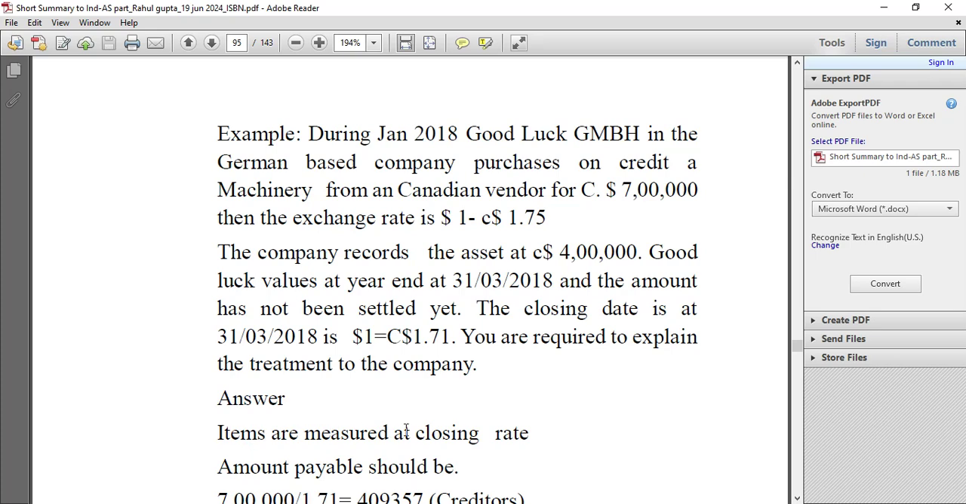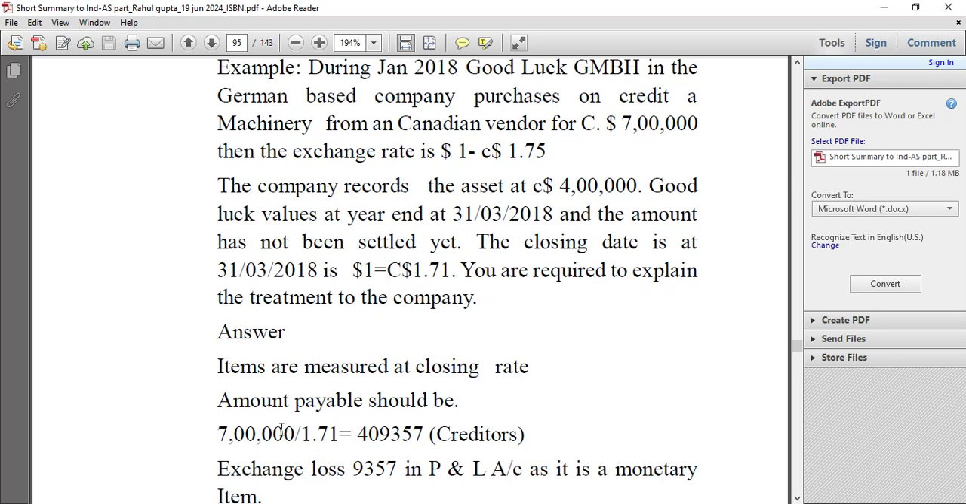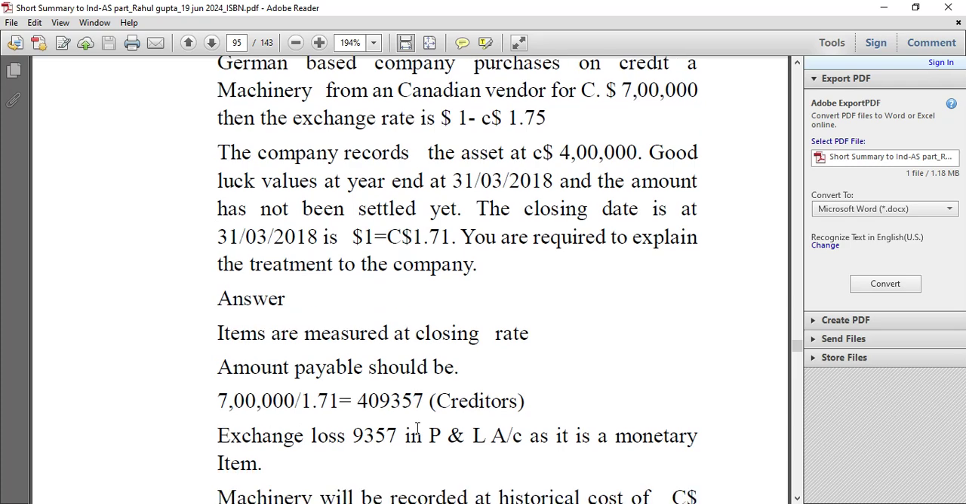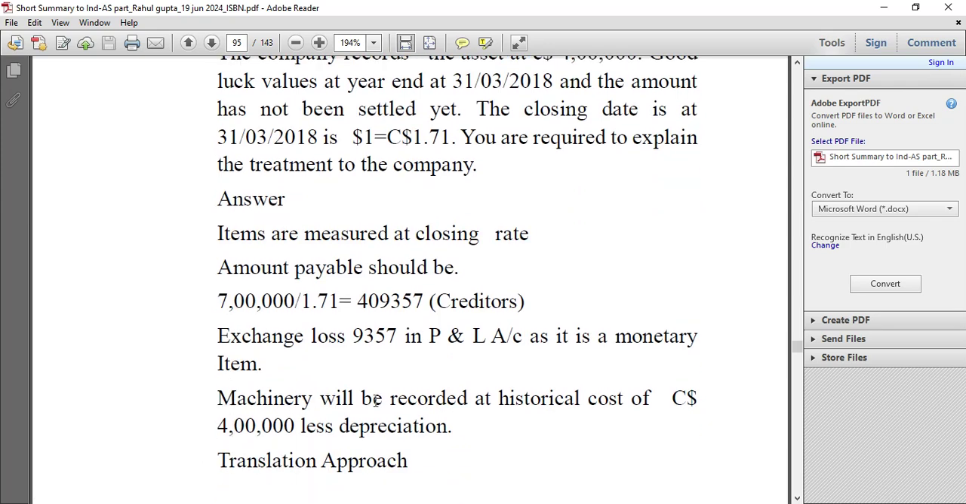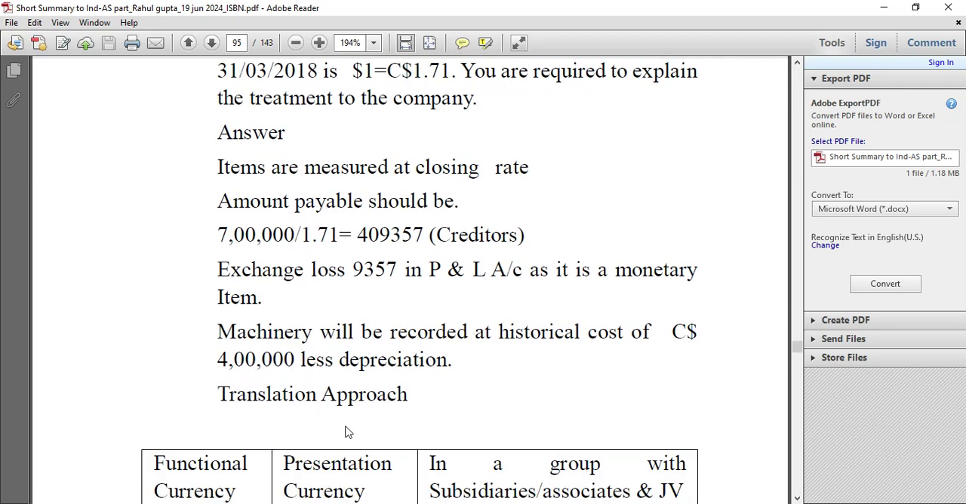Answer: monetary items are measured at the closing rate. So the amount payable should be 7 lakhs divided by 1.71, that is 409,357, and an exchange loss of 9,357 is recognized in the P&L account as it is a monetary item. Machinery will be recorded at historical cost of 4 lakh less depreciation.